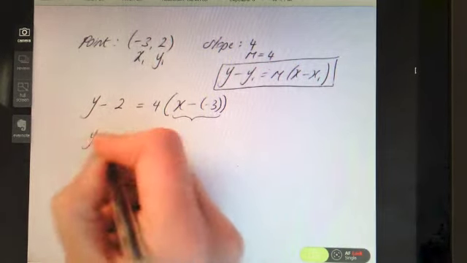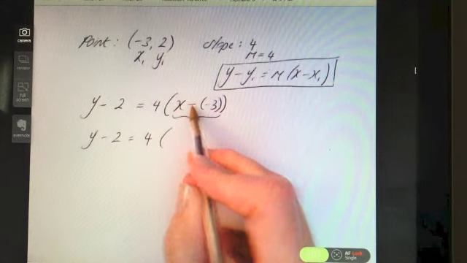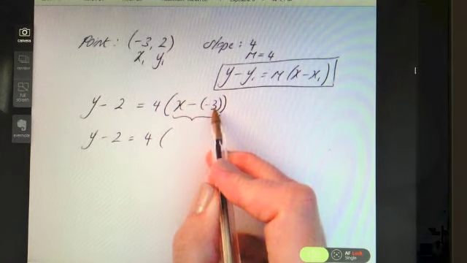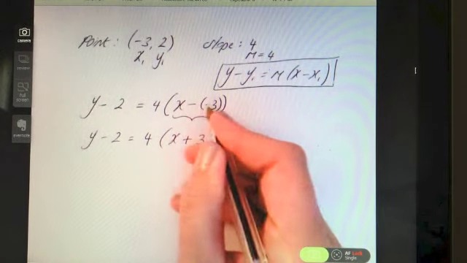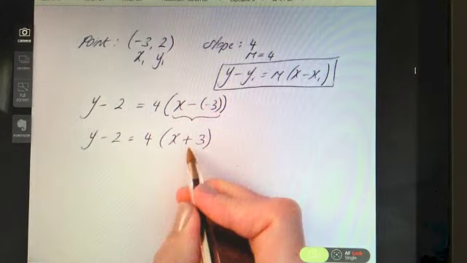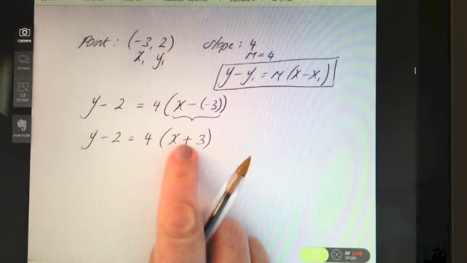So keep the left-hand side as it is, keep the 4, keep the bracket, and x minus minus 3. X take away a negative 3, if you remember from before, is like adding 3. A minus minus 3 is like adding 3. Whenever you take away a negative number, it has the effect of adding. So a minus minus 3 is the same as add 3.